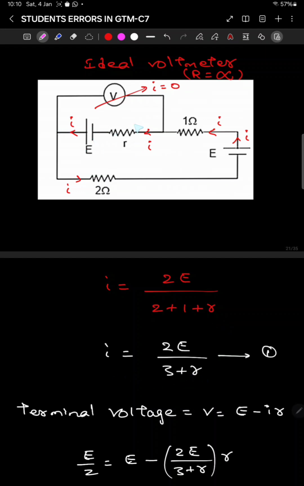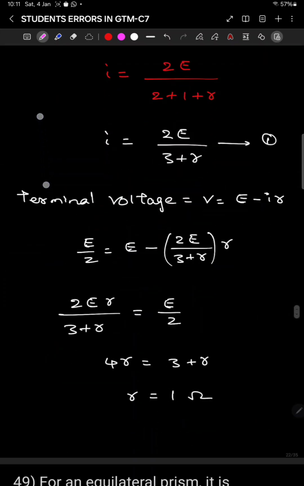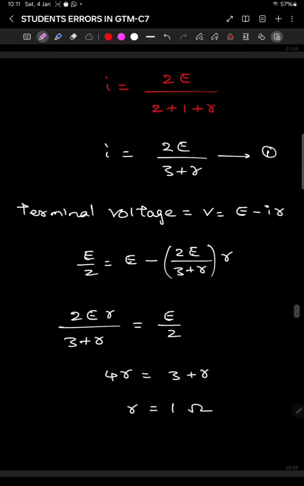Across this cell, the terminal voltage is nothing but this voltmeter reading. Terminal voltage formula for a discharging cell is E minus Ir. The cell EMF is E, current I, internal resistance small r. It is given that terminal voltage, meaning voltmeter reading, is E by 2. The I value we got here, substitute here. Now from this you can find the small r value. We got the small r value as 1 ohm.